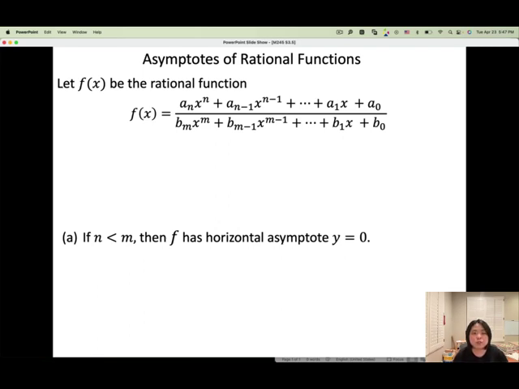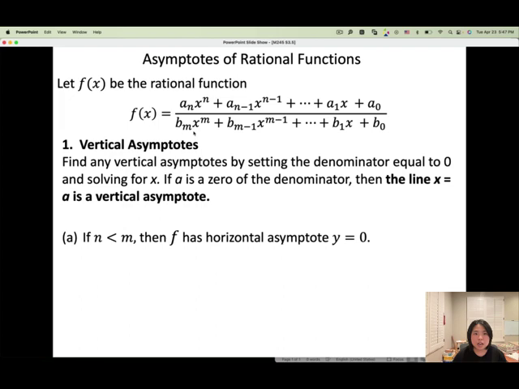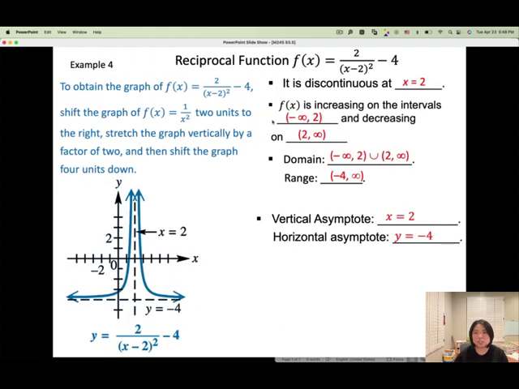Asymptotes of rational functions. Let f of x be a rational function. So I do have 2 polynomials in here. How can we find the vertical asymptote? Find any vertical asymptotes by setting the denominator equal to 0 and solve for x. Okay, we're gonna look at this part here. Set it equal to 0 and solve for your x. If a is a zero of the denominator, then the line x equal to a is a vertical asymptote. Just like here, we're gonna set this equal to 0 and then solve for your x. So x equal to 2, that will be the vertical asymptote.